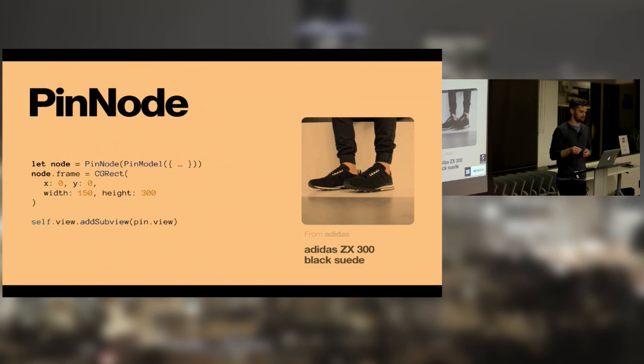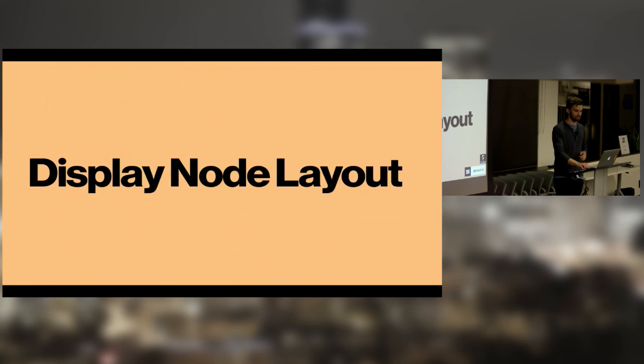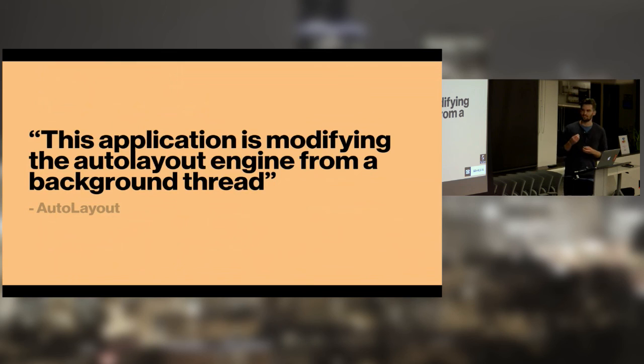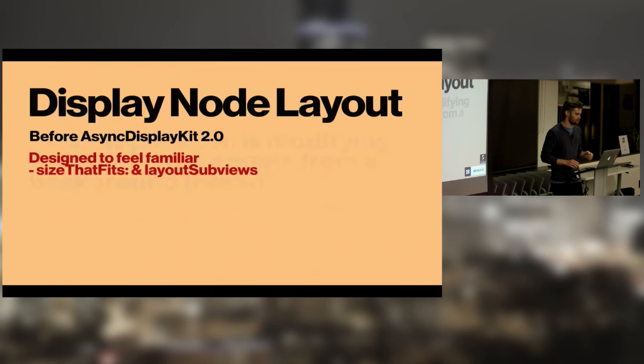OK, so how do we then do layout? As great as auto layout is, it just unfortunately doesn't work in the background. Now that it's main thread intensive, it's essentially blocking main, and it's a huge performance challenge when trying to build UI at scale. Manual layout is a common strategy in high-performing apps, and the first version of AsyncDisplayKit was modeled after a popular layout idiom, that of size that fits and layout subviews.